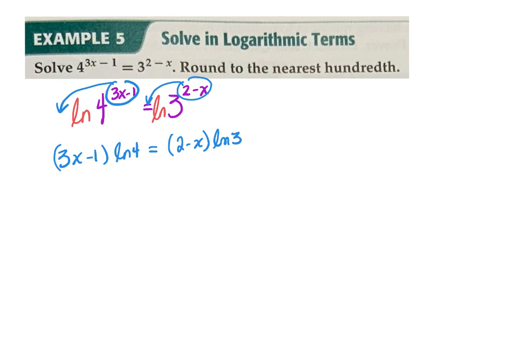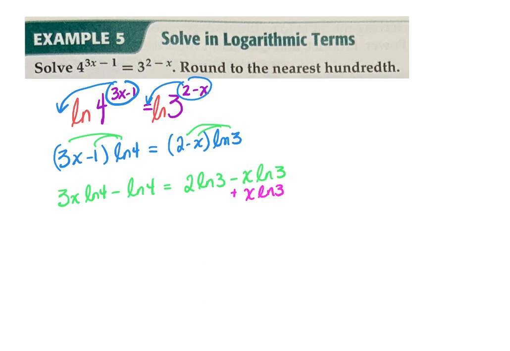In order to do this, I really need to distribute through so I can get those things out. So I'm going to distribute this guy through, and I'm going to distribute that one through. So I have 3x ln of 4 minus ln of 4 equals 2 ln of 3 minus x ln of 3. This is supposed to be 2 minus x. All right, so when you have something like this, you want everything that has an x on one side and everything that doesn't have an x on the other. So I'm going to move this guy that has an x over to the other side.